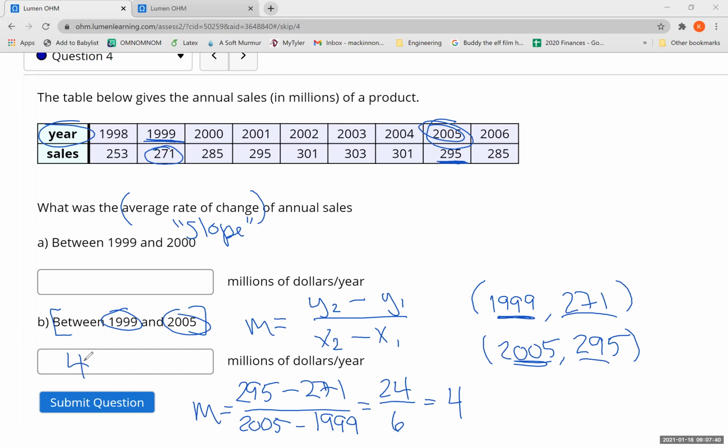Now, is it exactly going up by $4 million per year from 1999 to 2005? I mean, certainly not, right? Because we see from 271 to 285, we actually went up 14 there. Wow. And then this one, we went up 10, that's crazy. But then we only went up 6. And then we only went up 2. And then we actually went down 2. And so when you averaged all of these up, if you think about this, you'd have 24, 30, 28 minus 2 is 26.